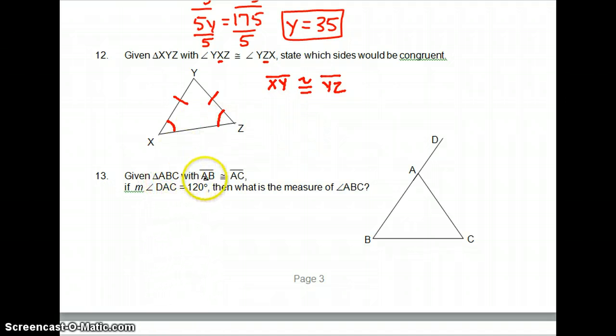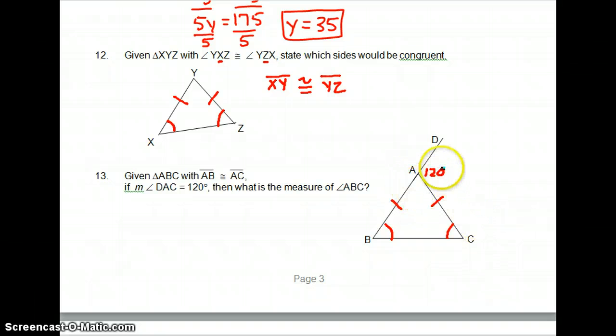13. ABC. Side AB is congruent to AC. AB congruent to AC. Measure of DAC is 120. DAC is 120. What is the measure of ABC? We're working on this one down here. Well, we've got our congruent sides. We know that these angles are congruent.